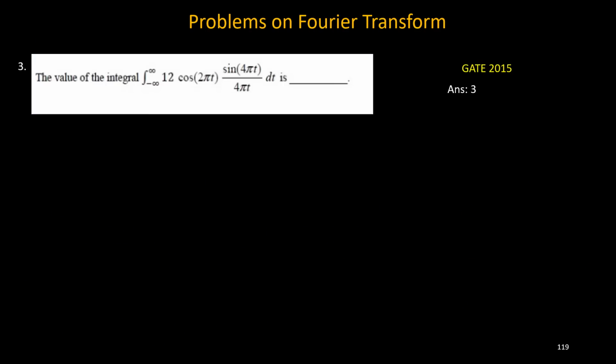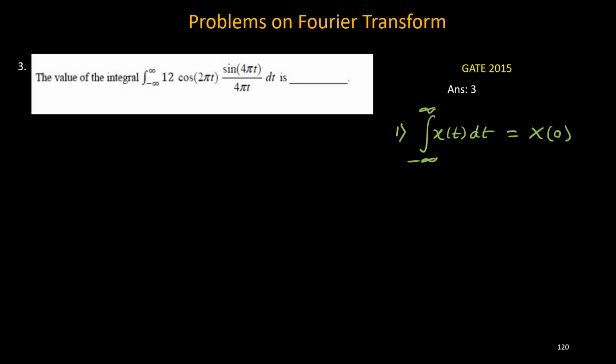Okay. Next problem. Can you find the integral of this one: 12 cos 2πt times sin 4πt upon 4πt? This is a very difficult problem. It looks difficult, but it's not so difficult. We can solve it using these properties only. So let us start.